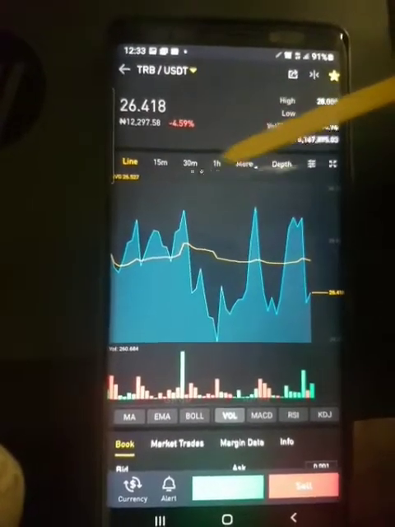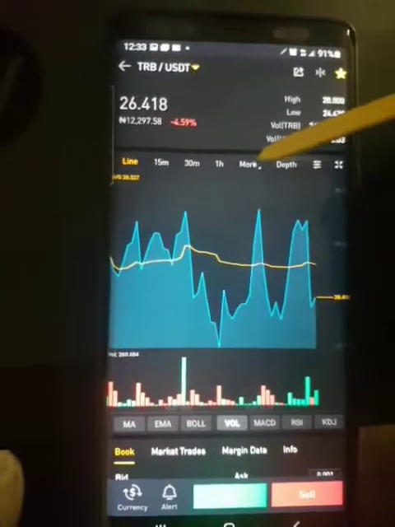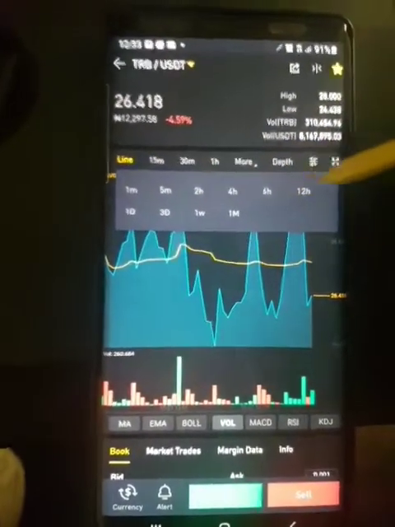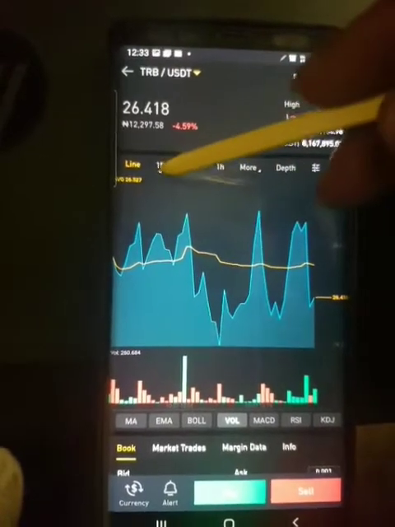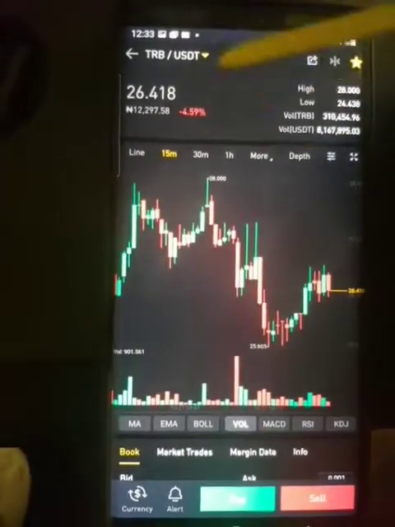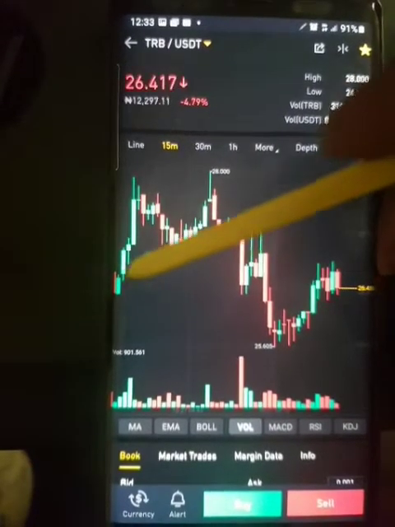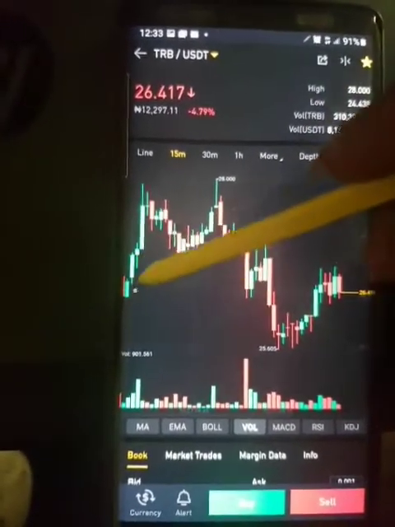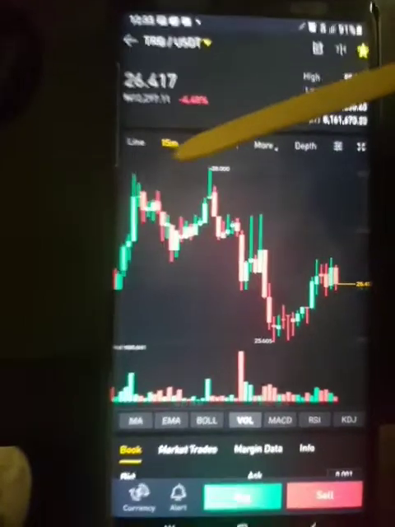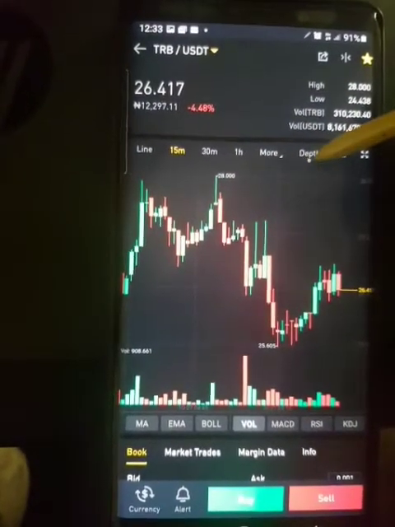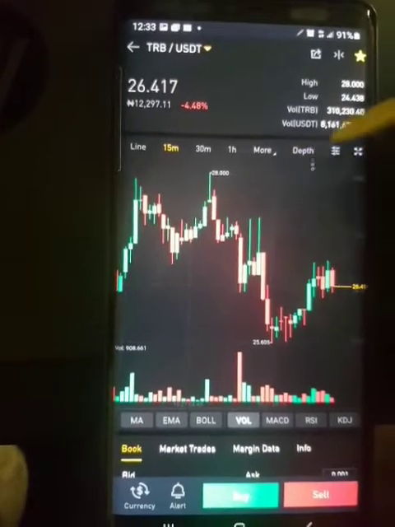So now you have options here. You can come here for more, and you can select different hours you want to see. Now let me use 15 minutes. For this 15 minutes, what it means is every one of these candles is a 15-minute period. The green is for increase in price, the red is for decrease in price. So that's how this works, but this is according to my own setting.